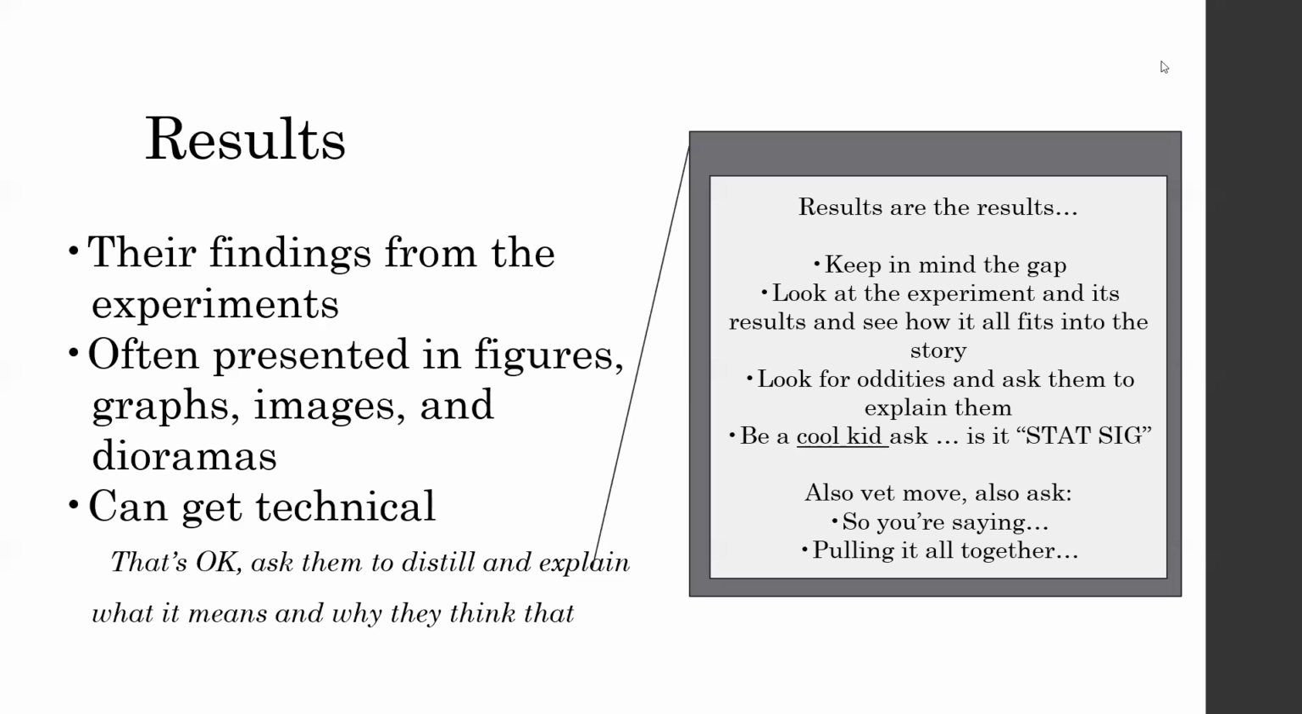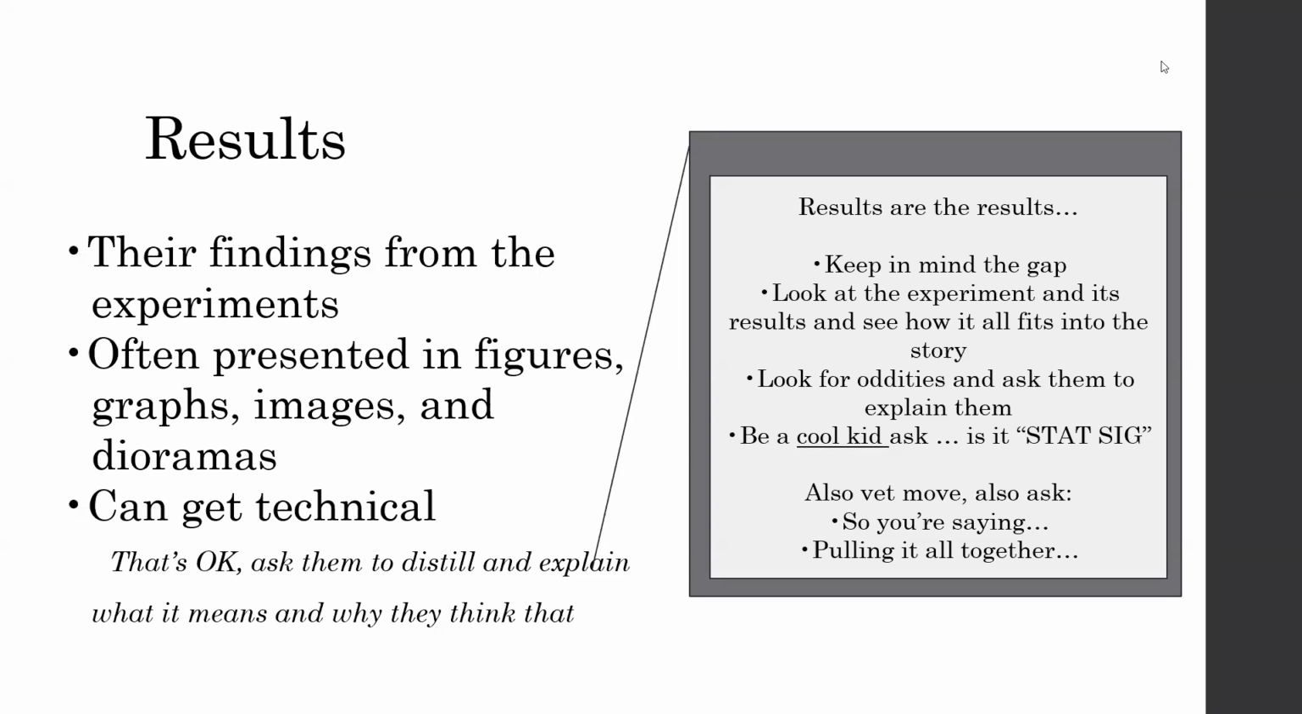So going back to our anatomy, the next section is our results, and these are the findings from the experiment. Before, we talked about the methods, which was how we're testing. The results are where they actually took that how and did those experiments in those models with those assays, and these are what they found. Often results are presented in figures, graphs, images, or dioramas. The results can often get very technical, and don't get intimidated by that. It's totally okay to ask them to distill this result, translate this to me, explain it in a way that I can understand.